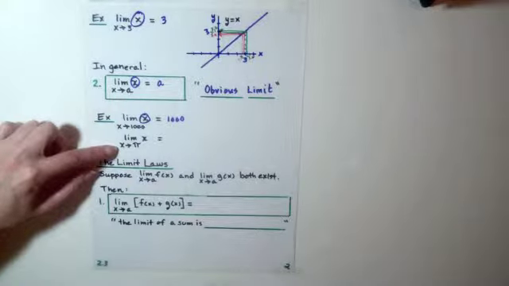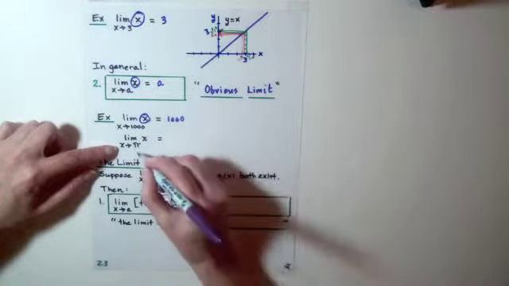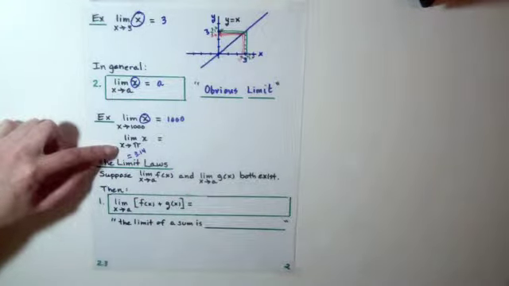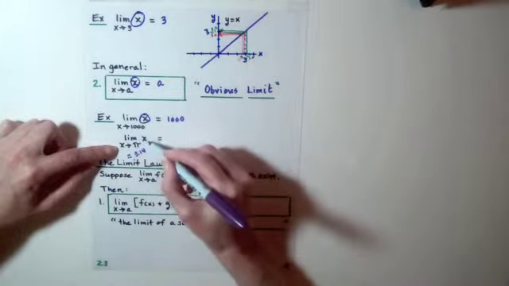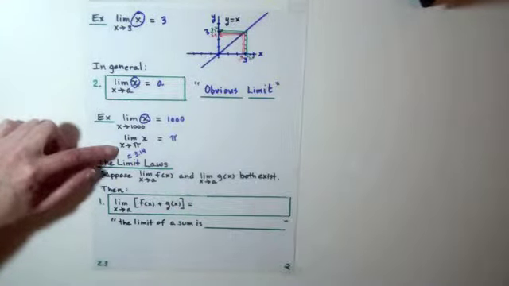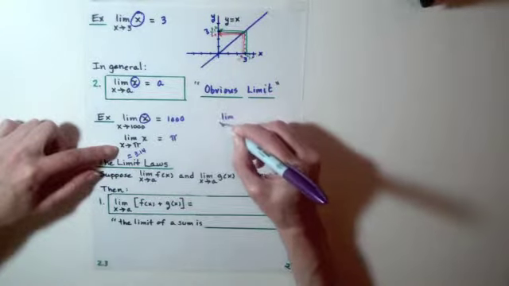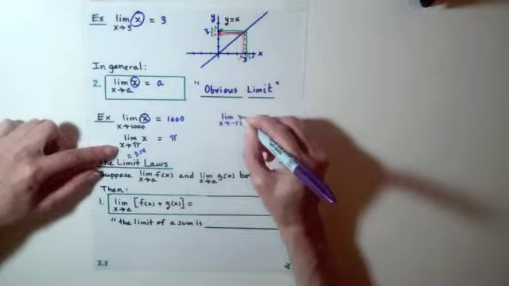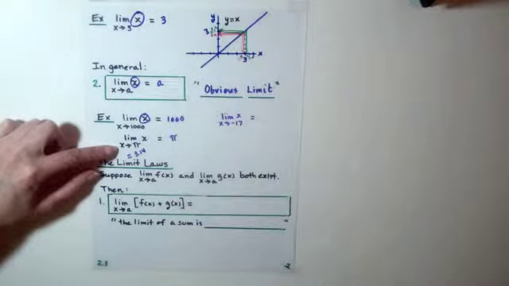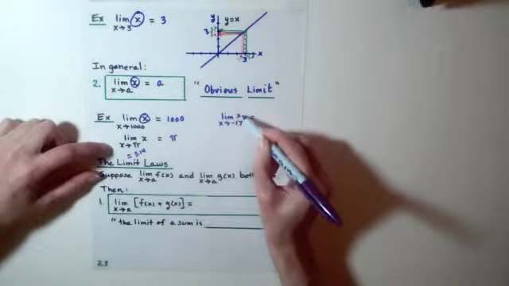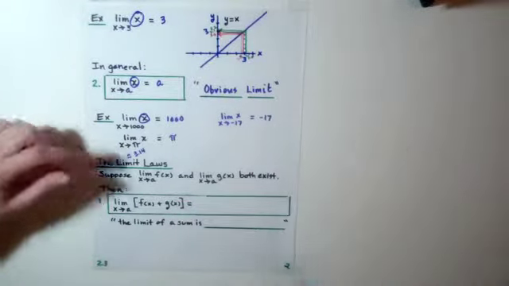How about the limit as x approaches pi of x? Remember that pi is also just a number. Again, it's an irrational number, but it's approximately equal to 3.14. So as x gets closer and closer to pi, what happens to x? It must get closer and closer to that same value, pi. If I ask you to find the limit as x approaches negative 17 of x, what would that be equal to? Well, according to the obvious limit, if x is approaching negative 17, then the function x is approaching negative 17.